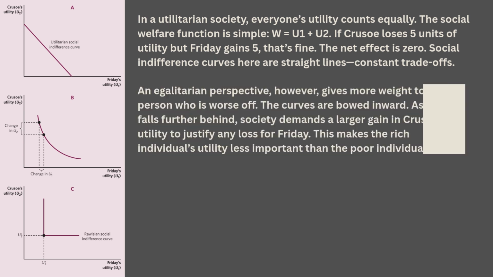An egalitarian perspective, however, gives more weight to the person who is worse off. The curves are bowed inward. As Friday falls further behind, society demands a larger gain in Crusoe's utility to justify any loss for Friday. This makes the rich individual's utility less important than the poor individual's.